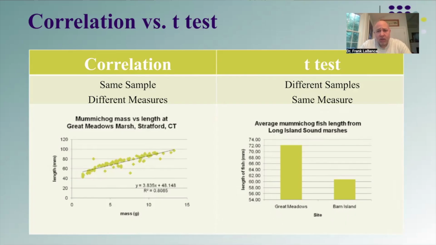Super clean marsh, compared to Great Meadows. I've had students over the years test stuff in Great Meadows and Barn Island. It's a great comparison situation. So we do length of fish, and then this is the average. This is a means test. These meaned out at 72. These meaned out at 61, it looks like. Different samples, Barn Island, Great Meadows, same measure, length.